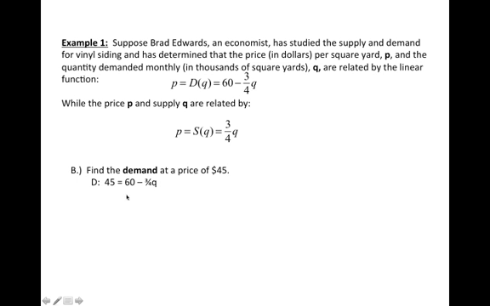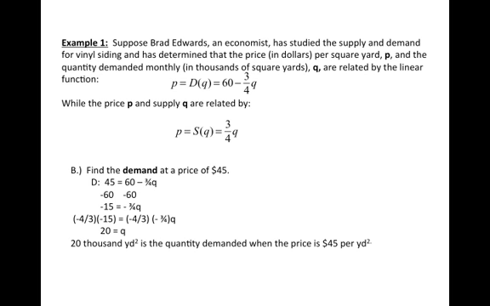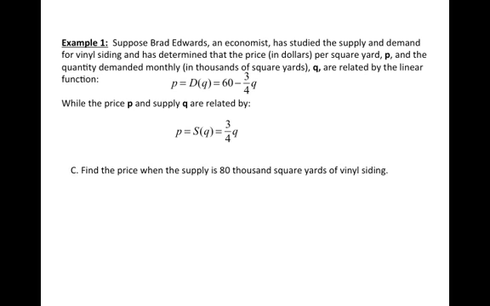I subtract 60 from both sides, and I get negative 15 equals negative 3/4 Q. I'm solving for Q, so I divide by negative 3/4, which is the same thing as multiplying by its reciprocal. Negative 4/3 times negative 15 is going to give me 20. Negative 4/3 times negative 3/4 cancels out, which was our whole point. So 20 equals Q. So 20,000 square yards is the quantity demanded when the price is $45 per square yard.